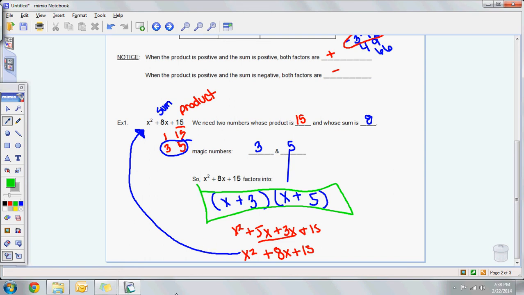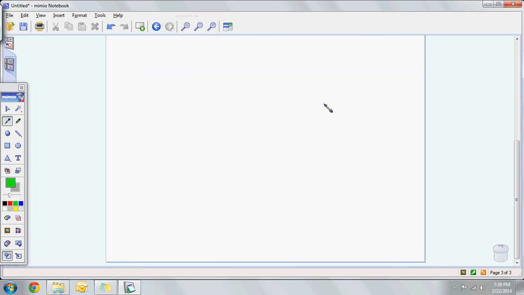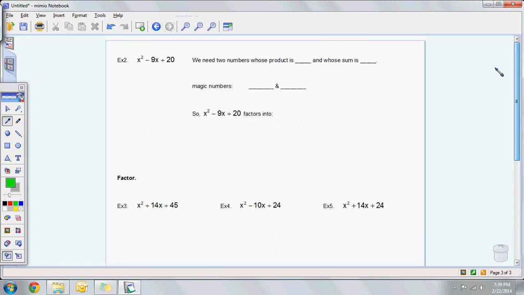Okay? Craziness. And we're going to spend so many days practicing this because it's really tricky, but I think it can be pretty fun because you're finding those magic numbers. So I'm going to try one more with you guys, and then I'm going to have you guys try these practice problems. Okay, so this time we need it to be the product of 20. So remember, this last number is what we're looking for the product of. And then we need it to be the sum of this middle number.